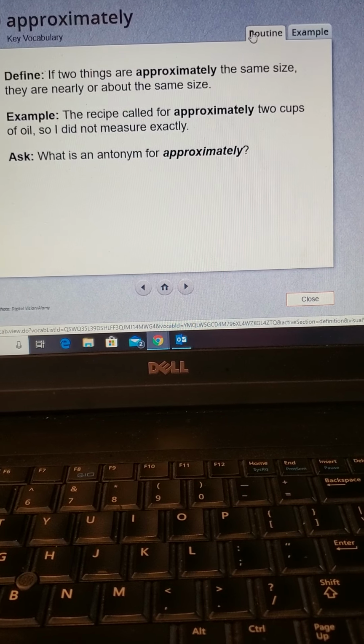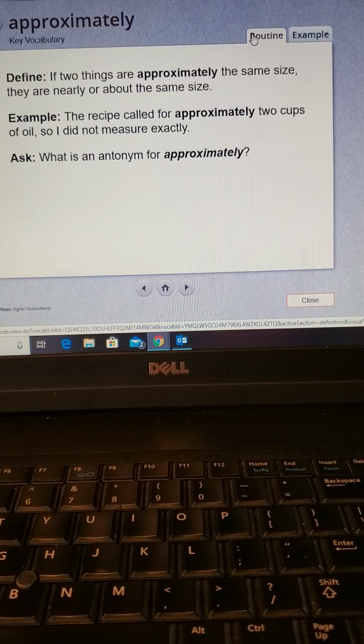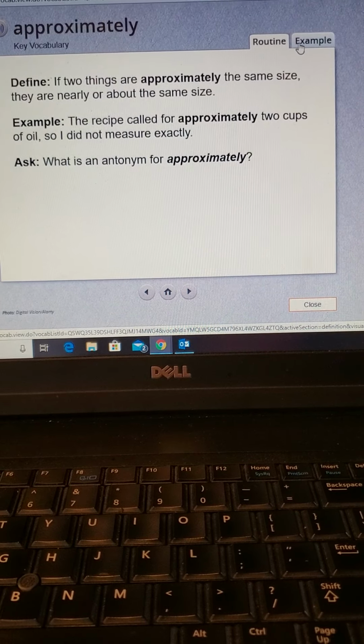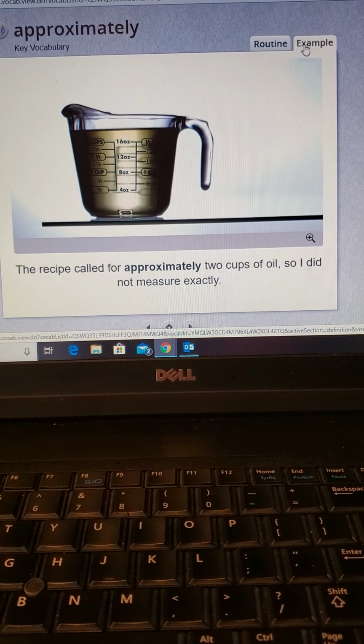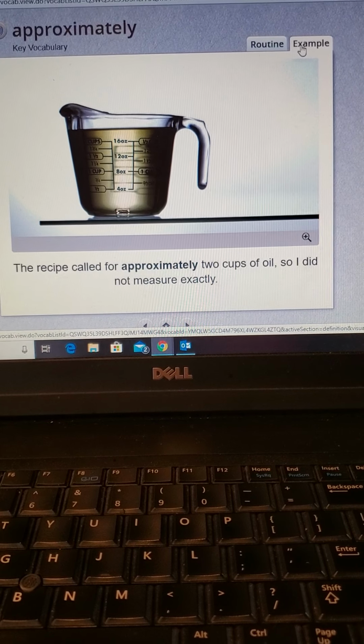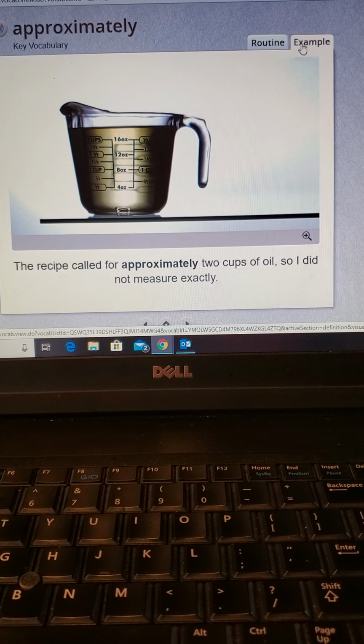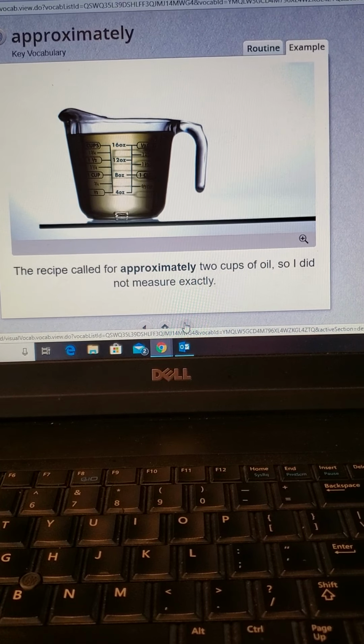Approximately. If two things are approximately the same size, they are nearly or about the same size. The recipe called for approximately 2 cups of oil, so I did not measure exactly.